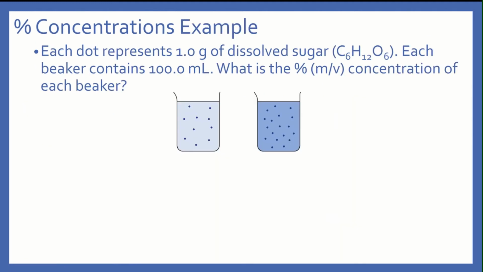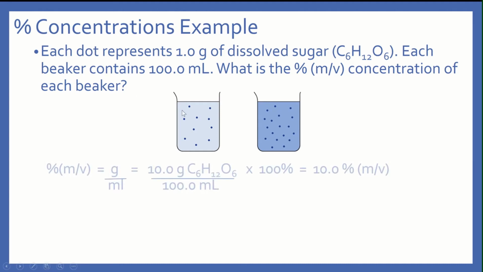Let's take a look at a percent concentration example. All right, back to the images we're looking at. Let's put a quantitative mark on these two. So let's say we've got these two beakers, and each of these dark blue dots represents 1 gram of dissolved sugar. Each beaker also contains 100 total milliliters of solution. And they want to know what is the percent mass to volume concentration of each beaker.